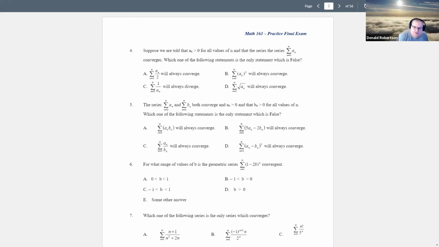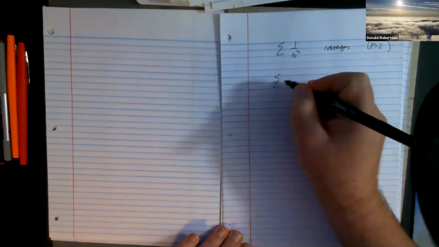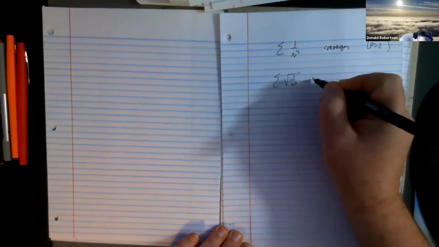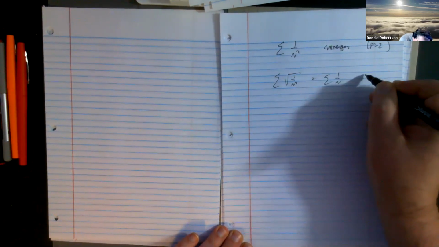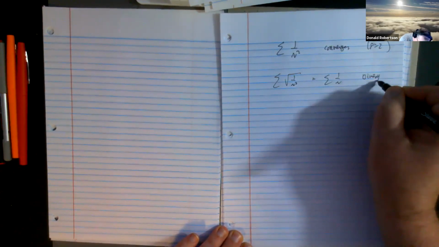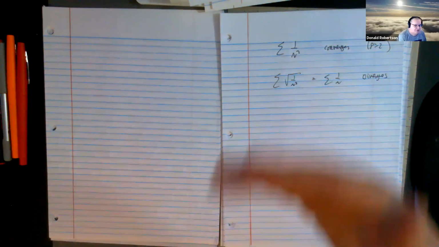what my thought process was. I know that converges. It's a p-series and p equals 2, so it converges. Now, if I take the square root of that, I get that, which I know diverges. Well, they said it should always converge. I found a situation where it didn't, so that must be false. And D is wrong, right? D is false. So the correct answer to the question is D.